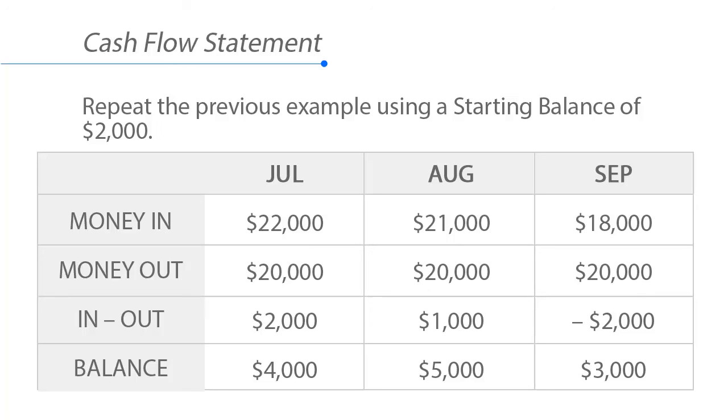And then in August, we made another $1,000. So our $4,000 plus the $1,000 becomes $5,000. And then in September, we lost the $2,000. So we subtract that from the $5,000, and now we're down to $3,000. And that gives us a more accurate view of what our current cash position is.